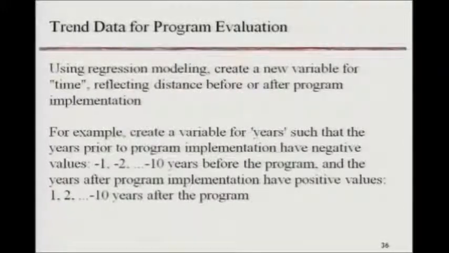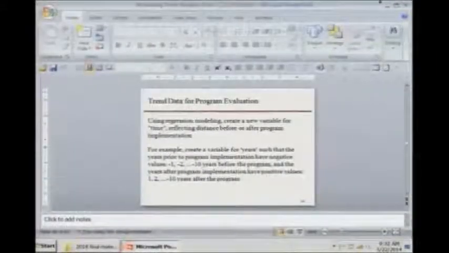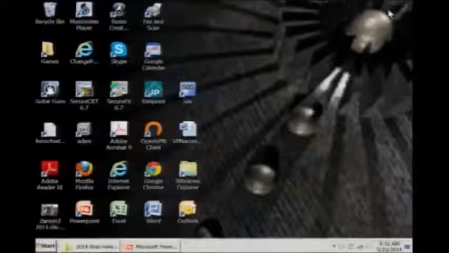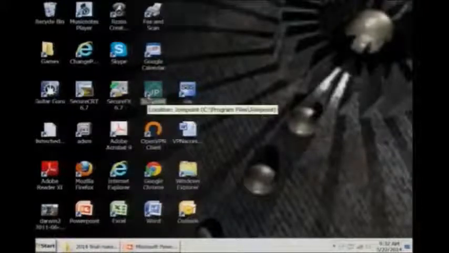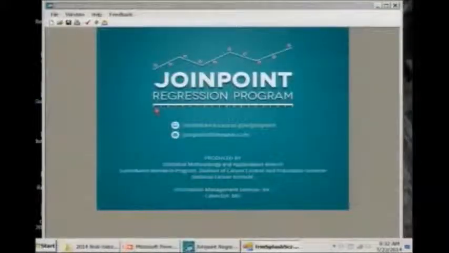Okay, let's get out of here, and let's just keep your fingers crossed that I can get Joinpoint to work. I got it working this morning. So here's the program. Come on. There it is.